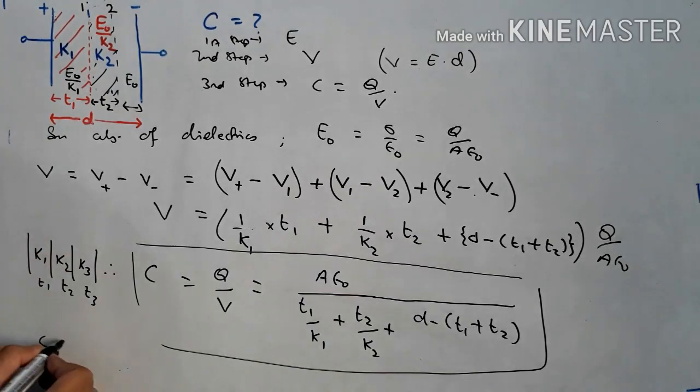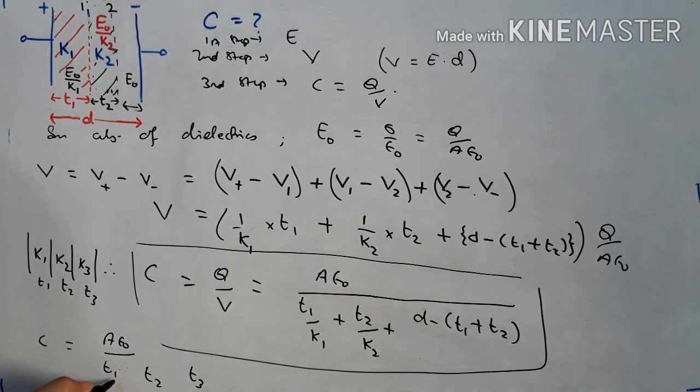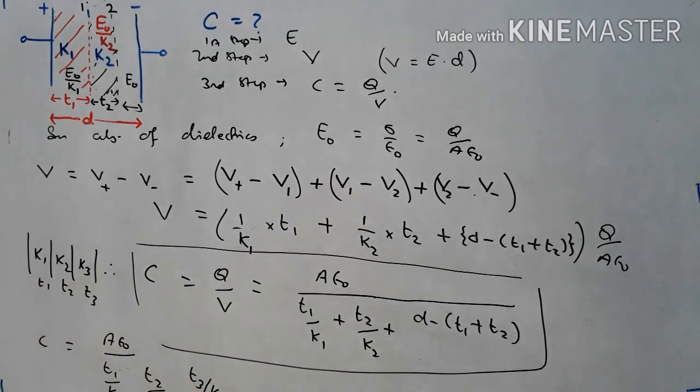Without any dielectric, the formula would have been how much? A epsilon naught upon total thickness. But here dielectrics are present, so the thickness you will divide into three parts here: T1, T2 and T3. And all the thickness you will divide by the corresponding dielectric constants. So T1 by K1, T2 by K2 and T3 by K3. Is it clear, students?